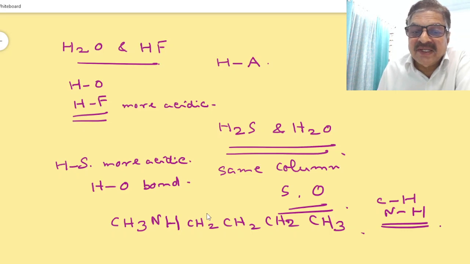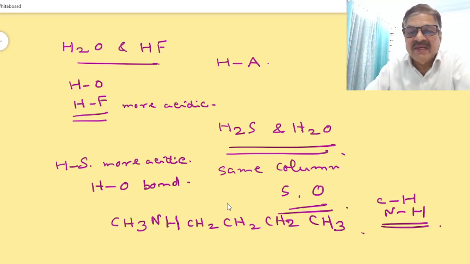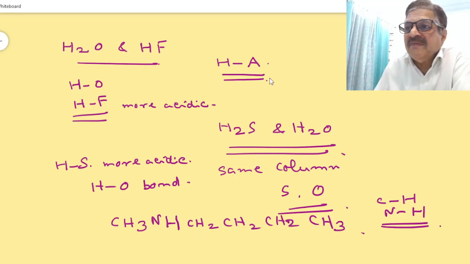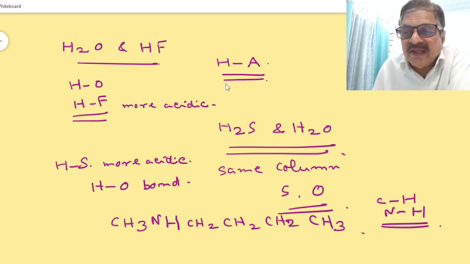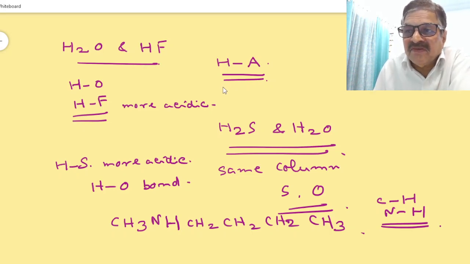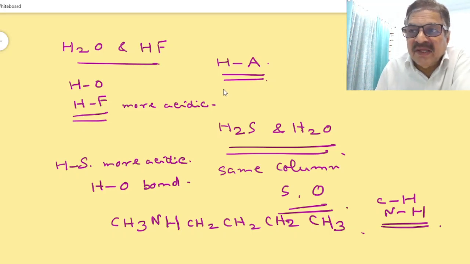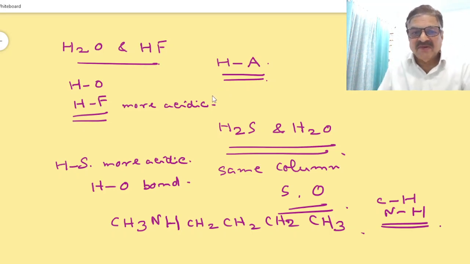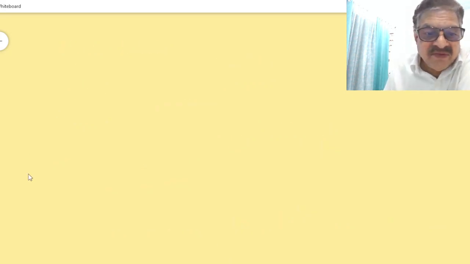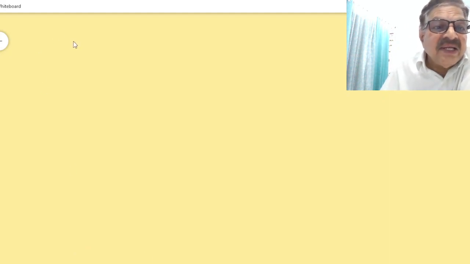This compound contains only a carbon-hydrogen bond and a nitrogen-hydrogen bond. Now, the acidity of HA increases across the row of the periodic table, so the hydrogen bonded to nitrogen is the most acidic hydrogen in this compound. That is all our discussion about the element effect, that is, periodicity and acidity. Next we will be discussing electronegativity, then the inductive effect.